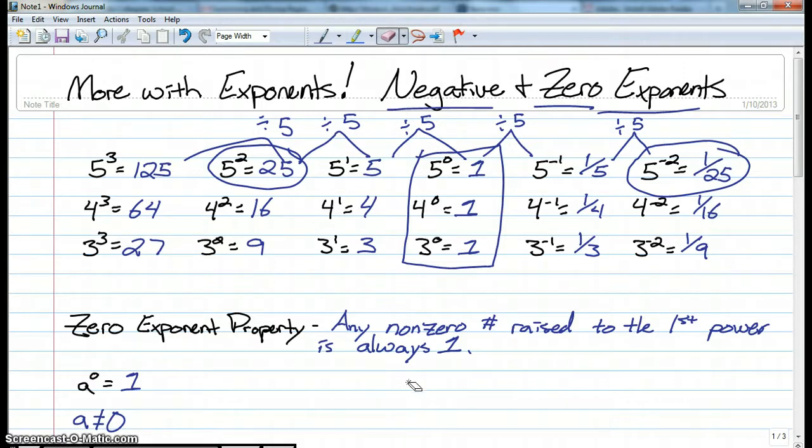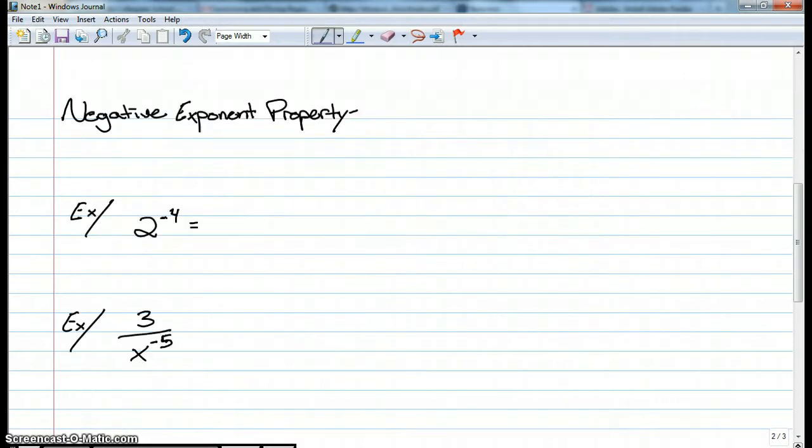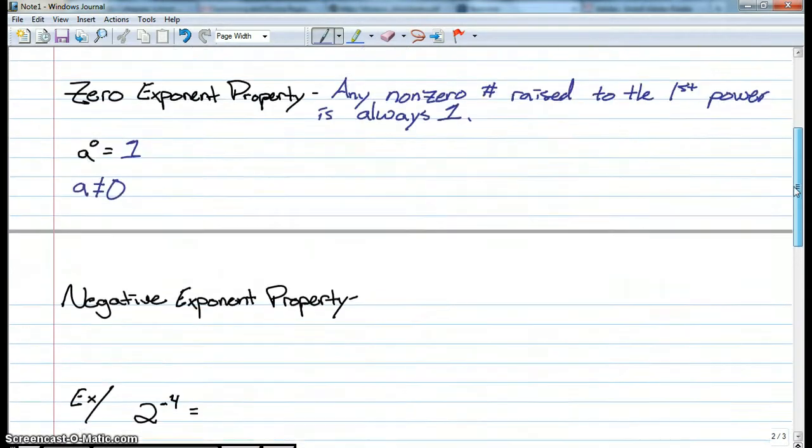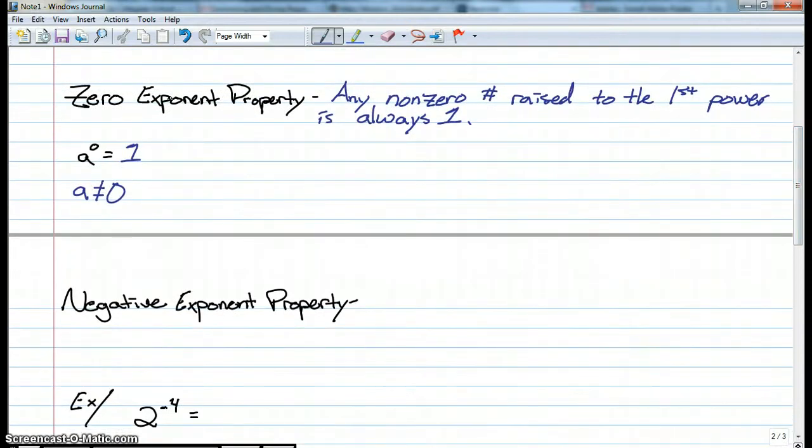Alright, we're going to take this one off here. Moving on to another thing, the negative exponent property. And sorry, I went down there a little quick. If you need that zero exponent property, it's still up here. The negative exponent property says this: any number that's raised to a negative exponent is the reciprocal of that number raised to the positive exponent.